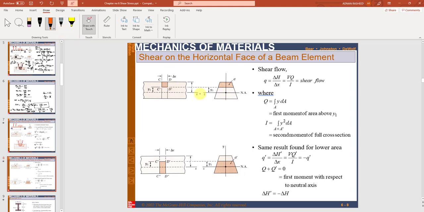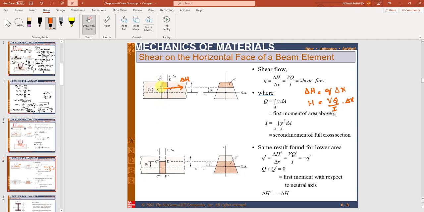Now, we have discussed that this horizontal shear force that is acting here is delta H, and this delta H was calculated as delta H equal to q into delta X, and q is equal to VQ over I. Clear? And this is the shear force that is acting on face C dash D dash.